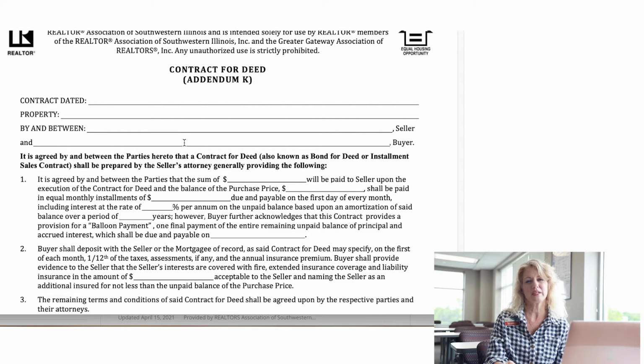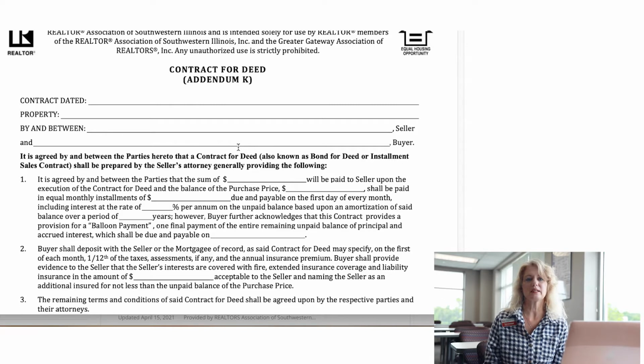Seller typically would need to own their home outright, or if they do have a mortgage on it, the lender would have to approve a contract for deed sale. And that's not usually very typical. So most of the time, the seller owns the property outright, and so they're able to go ahead and accept a contract for deed purchase.